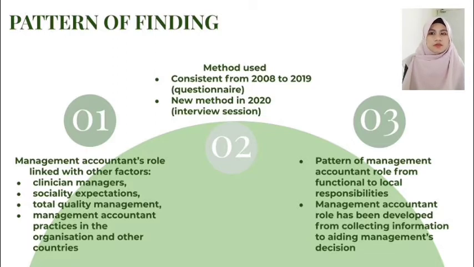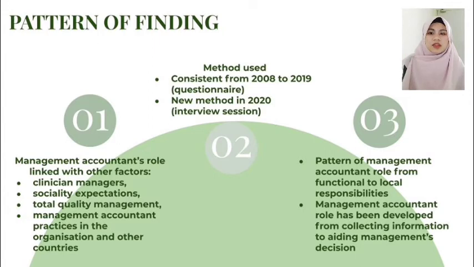Based on the eight review articles that we have summarized in the literature matrix, there is a gap in the literature in the context of the management accountant roles explained in the articles. From year to year, the studies of management accountant roles have been linked with other factors such as clinician managers, societal expectations, total quality management, management accounting practices in the organization, and other countries. Next, the pattern of methods.